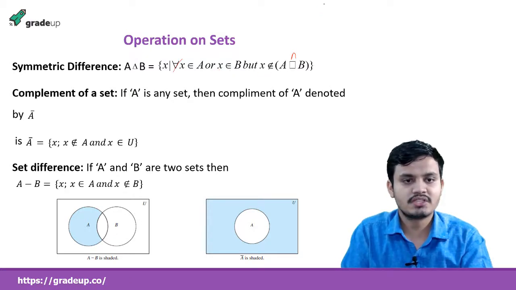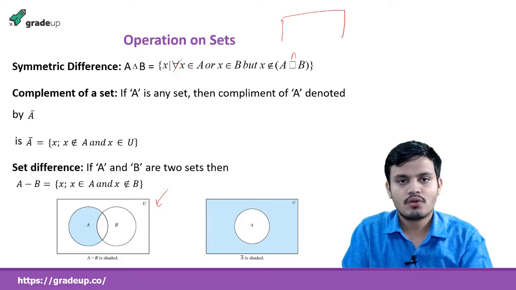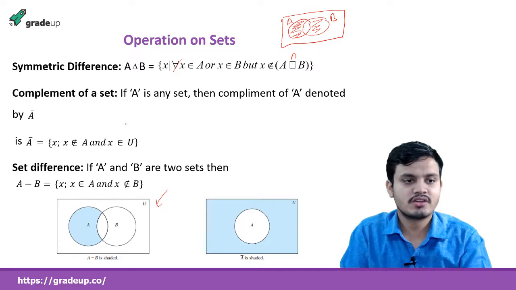So how can we represent it using a Venn diagram? This representation is called a Venn diagram. Try to draw it. I am drawing it here. So this is A, this is B, and the symmetric difference will be this area and this area, of A and B, but it should not include the intersection.